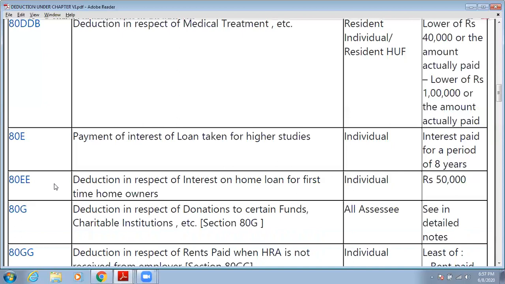So what is deduction 80EEA? Deduction in respect of interest on home loan for a first time home loan. Who gets this deduction? Interest on home loan for a first time home loan, for someone who is the first time owner of that house, not a second hand owner. This deduction is allowed to an individual. And what will be the quantum of deduction? The quantum of deduction will be 50,000.